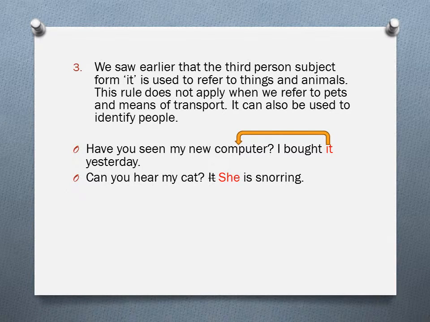In the sentence, "Can you hear my cat? She is snoring." She refers to the cat because the cat is a pet, and in this sentence I chose for the feminine personal pronoun.